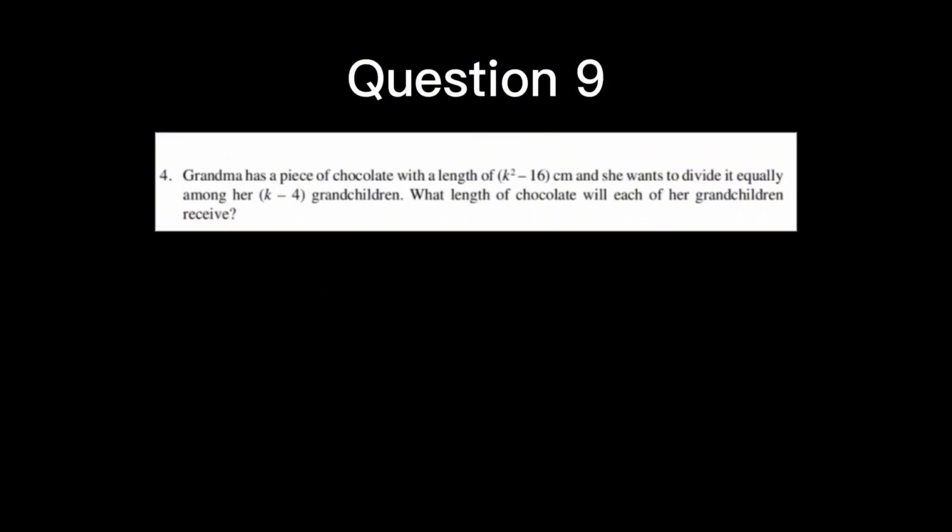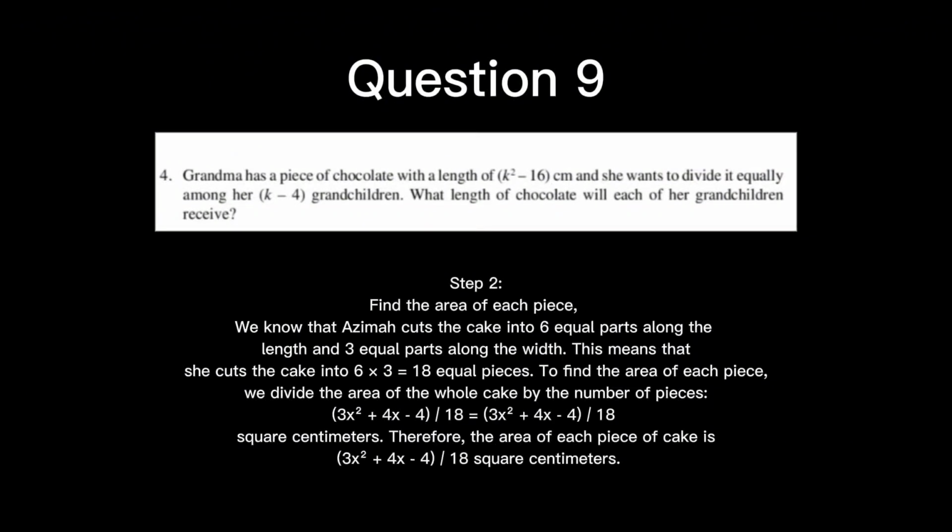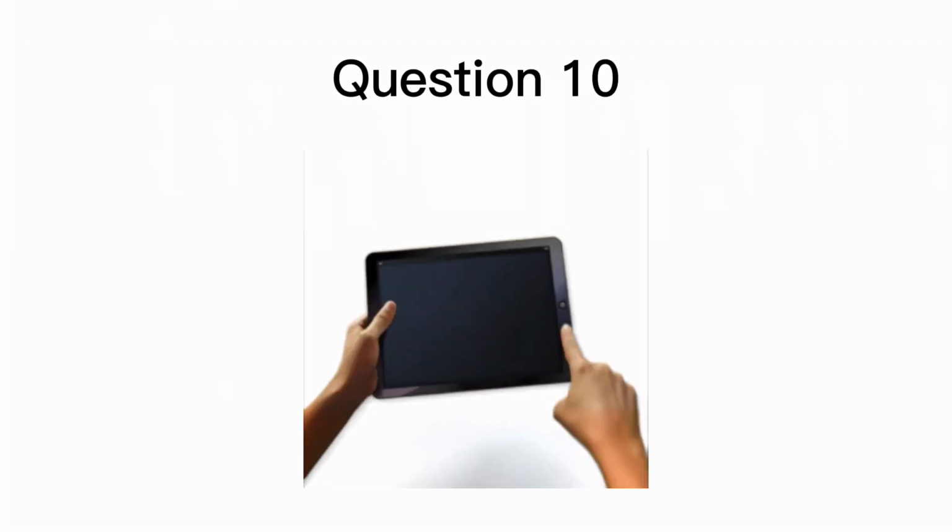Step 2. Find the area of each piece. We know that Azima cuts the cake into 6 equal parts along the length and 3 equal parts along the width. This means that she cuts the cake into 6 × 3 = 18 equal pieces. To find the area of each piece, we divide the area of the whole cake by the number of pieces, (3x² + 4x + 4) / 18 square centimeters. Therefore, the area of each piece of cake is (3x² + 4x + 4) / 18 square centimeters.